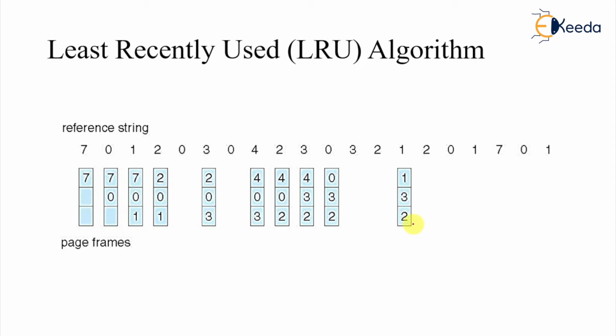2 is a hit, 0 is not a hit, and since 2 and 1 are recently used, 3 will be gone, and that will be your eleventh page fault. 1 is a hit, and 7 comes, with 0 and 1 recently used, so 2 will be gone. That is your twelfth page fault. Then we have a hit for 0 and a hit for 1. So the total number of page faults in this case is 12.